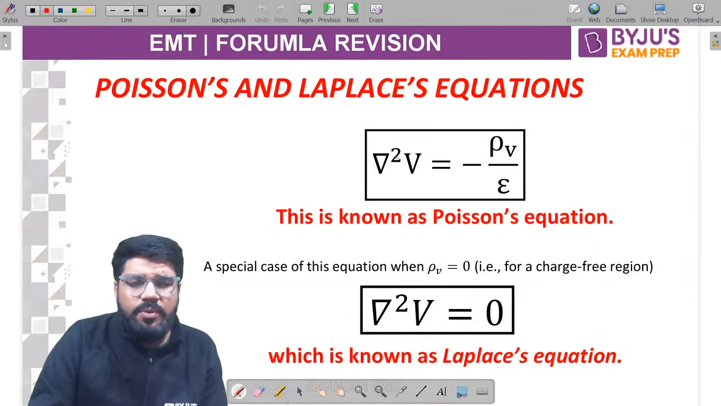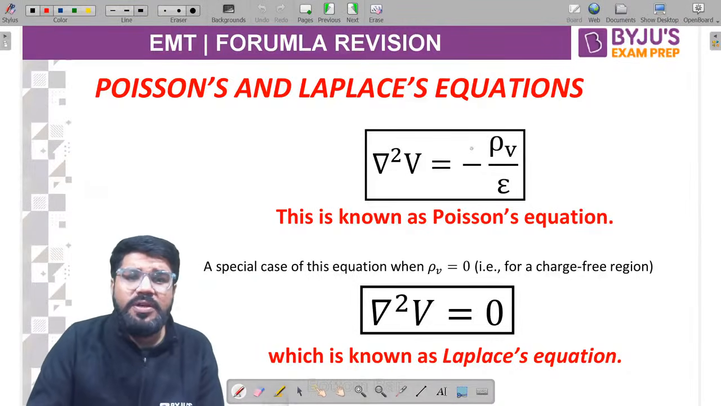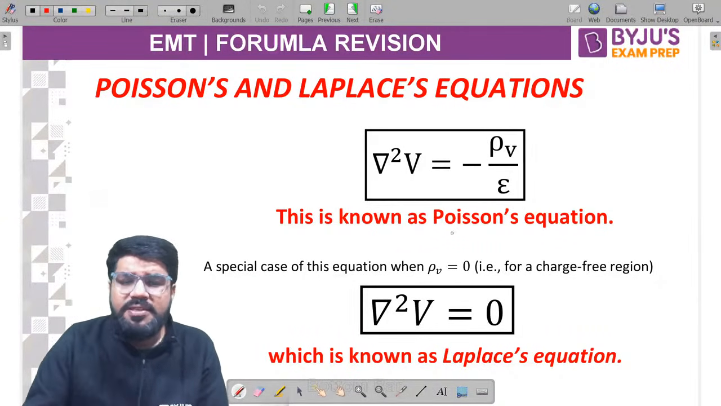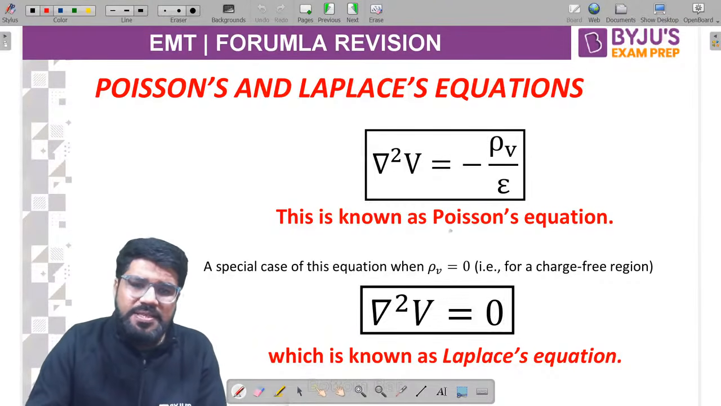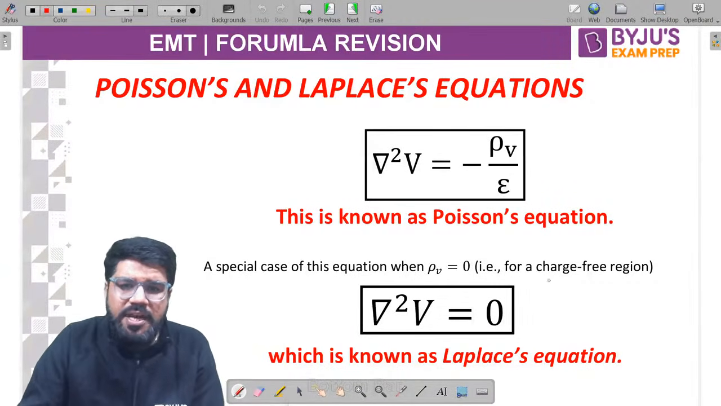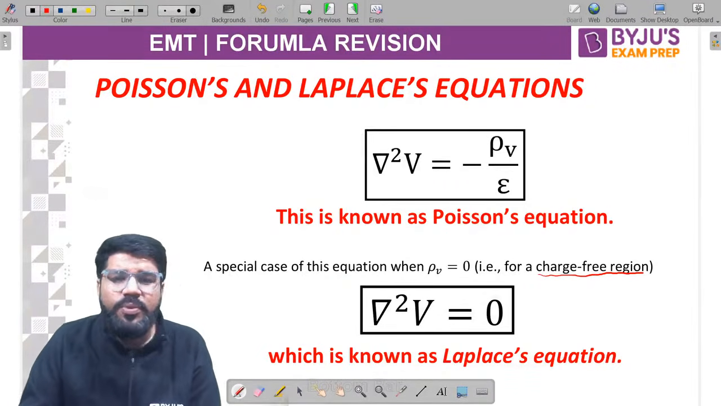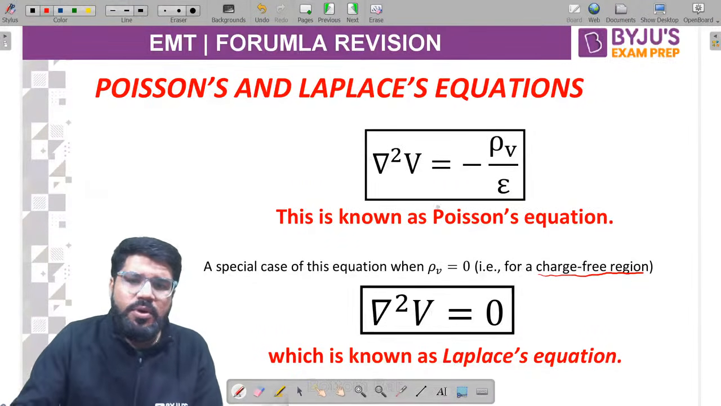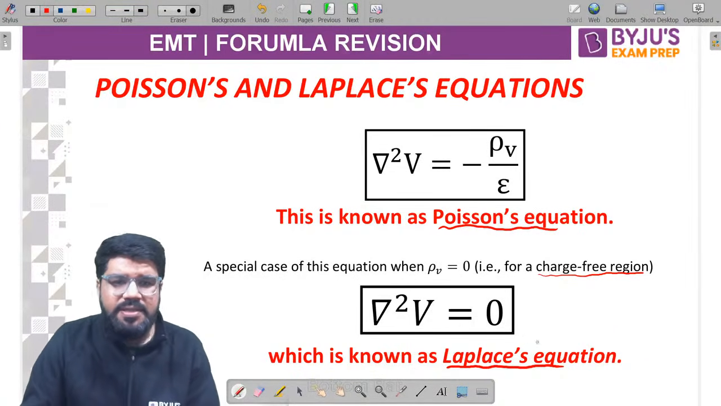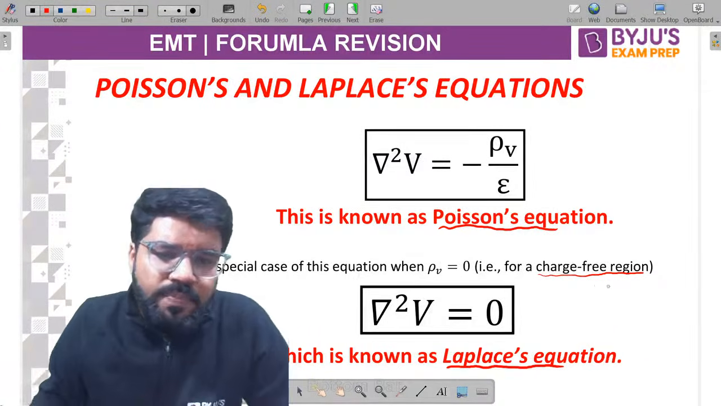The next two important equations where questions can be expected are Poisson's and the Laplace equation. Del square V is equal to minus rho V by epsilon. That is the Poisson's equation. Rho V is the volume charge density, and if the region you are considering is charge free, rho V will be 0, and then del square V is equal to 0. That is what is known as the Laplace equation. These are the two next important equations, the Laplace equation and the Poisson's equation.